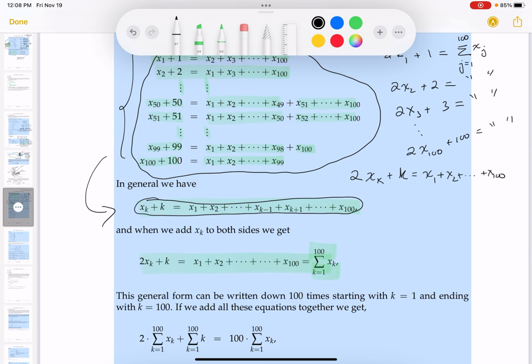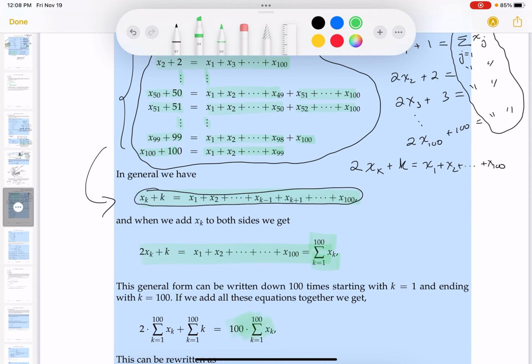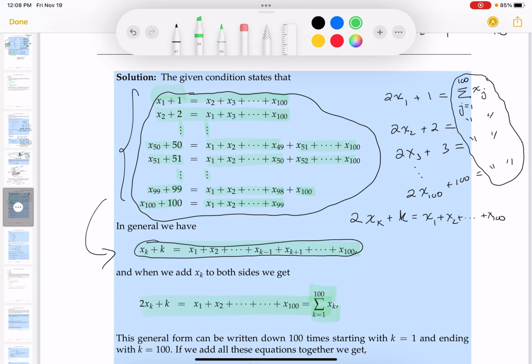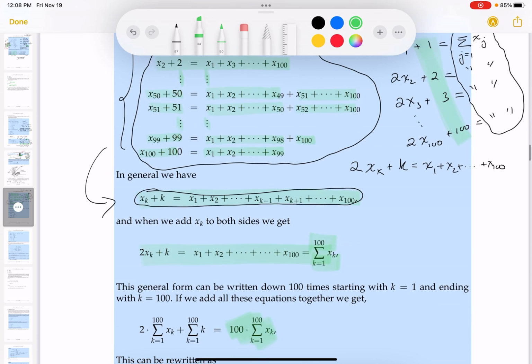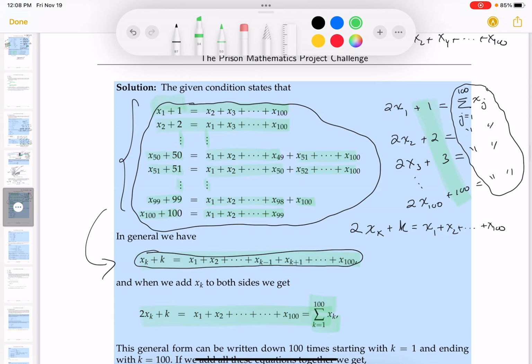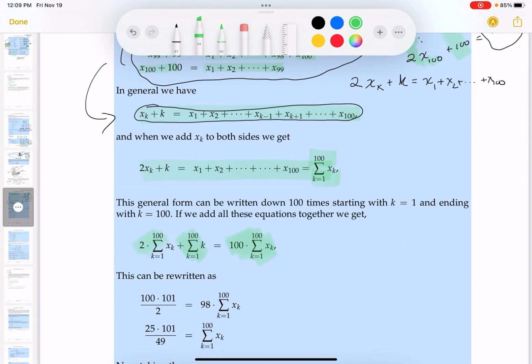So then the question is, if I add them all together, that'll be 100 of those things, right? There's 100, all right? I see 100, but I'm using a K and a J over there. If I add these together, that's going to be the sum of the integers from 1 to 100, and that's written right over here. And this is going to be twice the sum of x1 through x100.